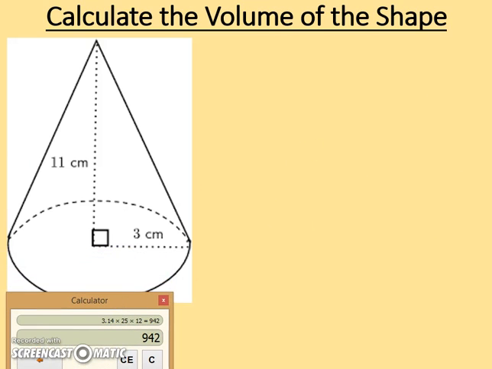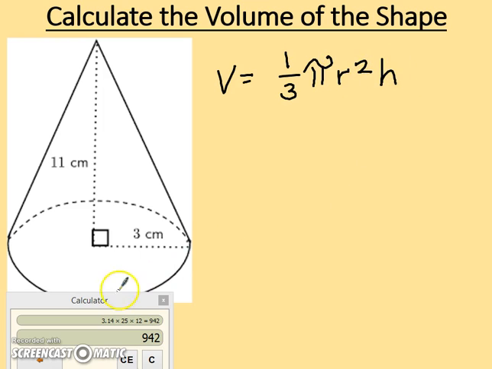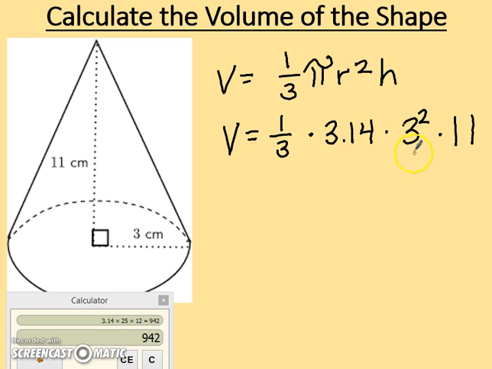Okay, let's look at a cone. The volume of a cone is 1/3 pi radius squared times the height. Now, we need to substitute again values for the radius and the height, which are both told here in our figure. So the volume is 1/3 times pi, which is 3.14, times the radius, which is 3 squared, times the height, which is 11. Again, we must do the radius squared first. 3 squared is 9. So the volume is 1/3 times pi, which is 3.14, times 9 times 11.